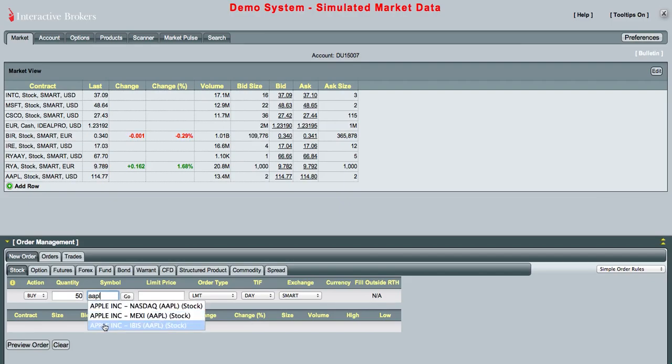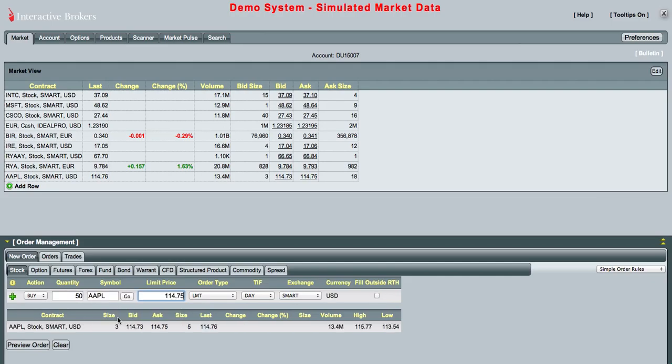Again, we're going to be presented with three options here. And that's because Apple is not traded just on one exchange, it's traded on a number of exchanges, but we're interested in the NASDAQ. That's one of the major exchanges in the US. And you can see the next tab here is the limit price tab.